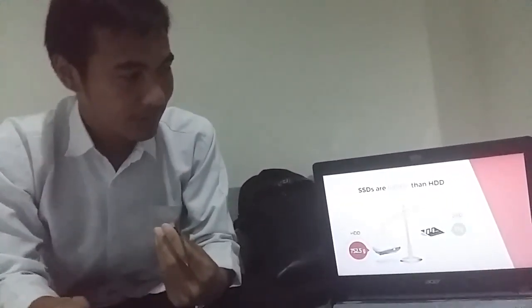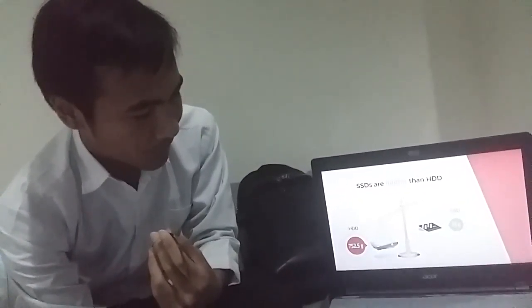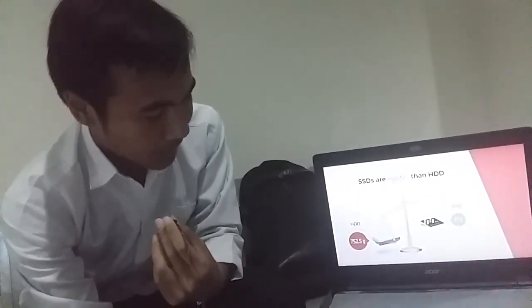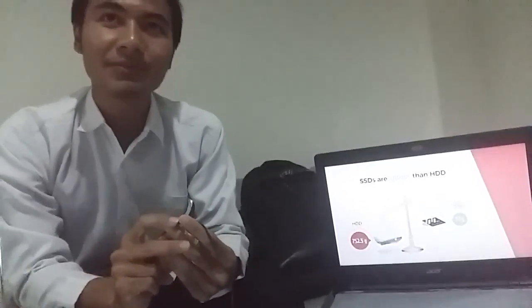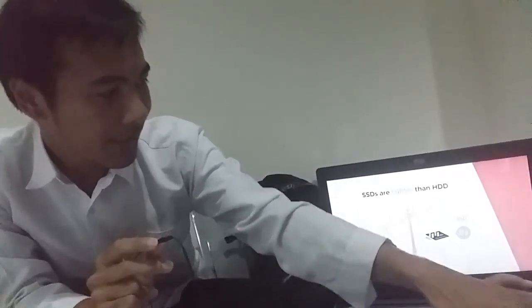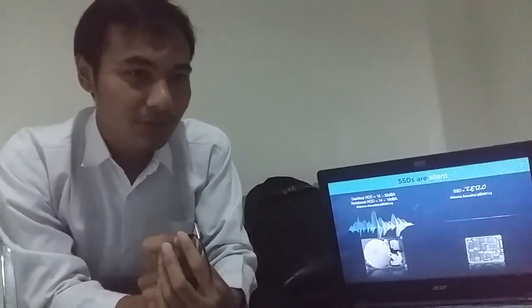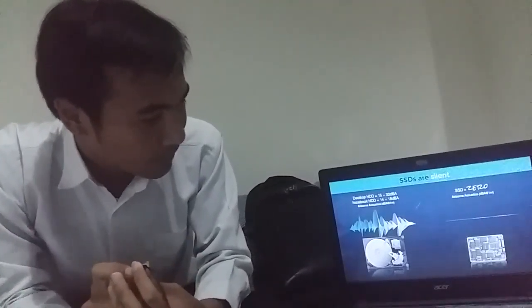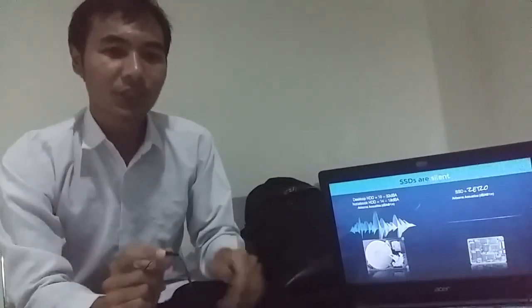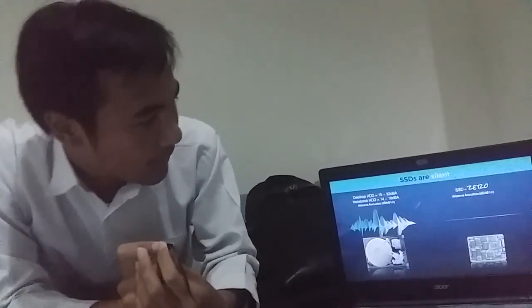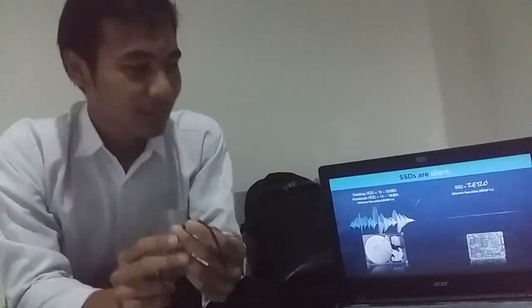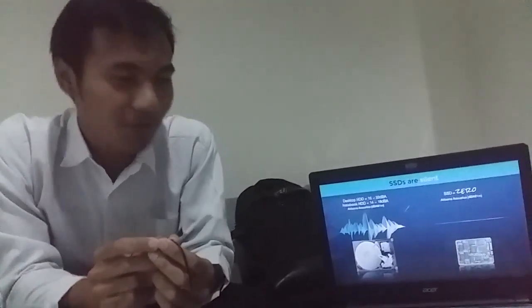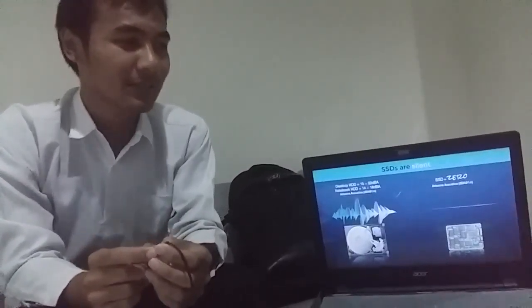And the next advantage is solid state drives are lighter than hard disk drives. A hard disk drive is about 752.5 grams, and a solid state drive only 77 grams. It's really light. Solid state drives are silent. When you are using a hard disk drive, you will get noise because of the sound. But in SSD, there is no noise because they don't have moving parts.